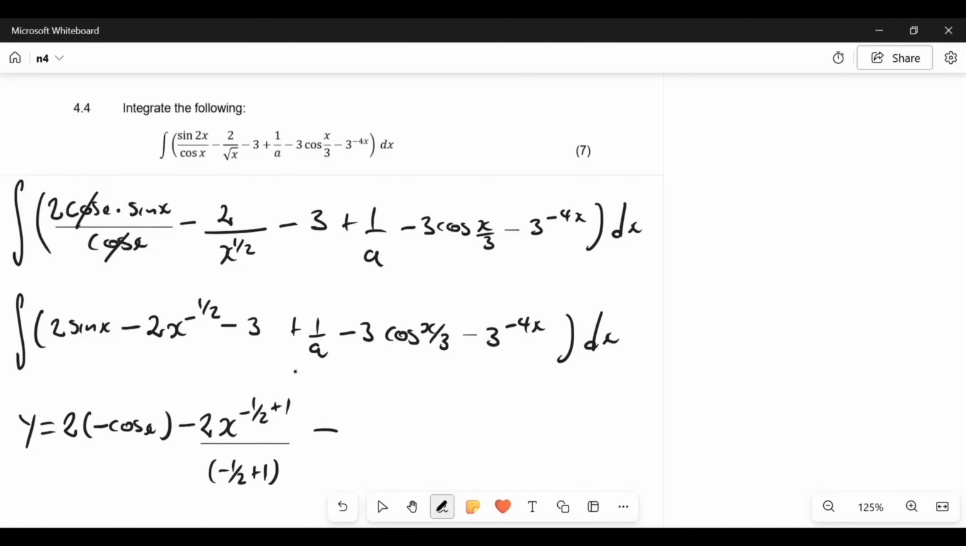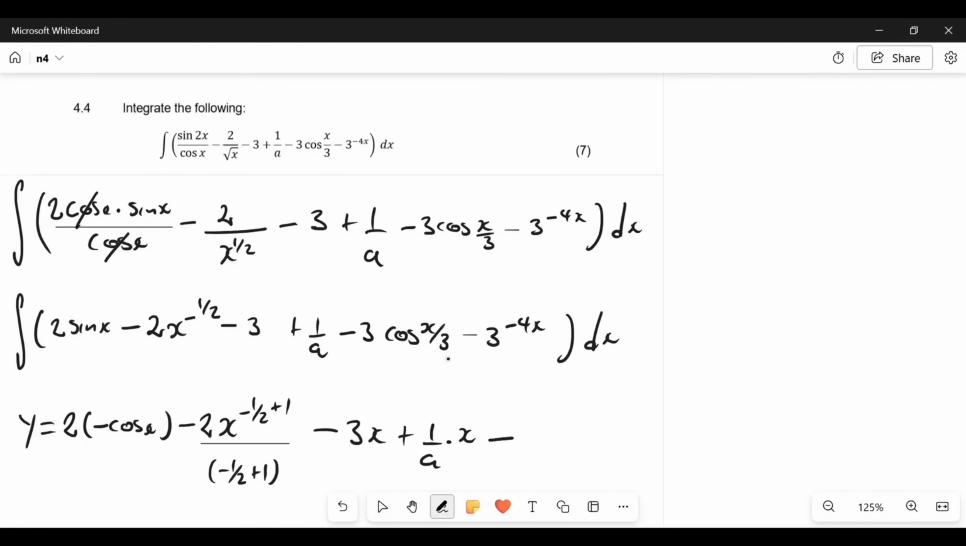Now, the next term there, we have negative 3, which is a constant. When you integrate the constant, you multiply by the variable that you're integrating with respect to. In this case, it's x. So it's going to be 3 multiplied by x. There we go. Plus, we have also 1 over a. That is a constant because you don't have x there. So we have to multiply by x as well. So 1 over a multiplied by x. There we go. And then minus.